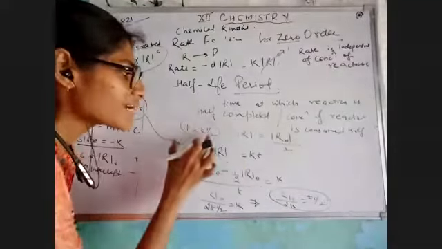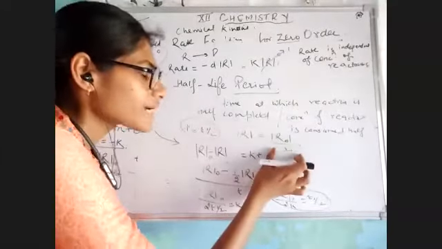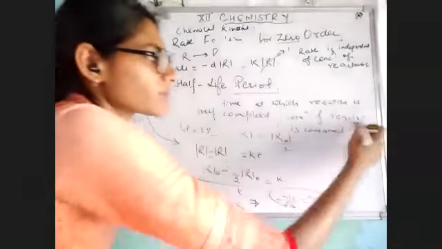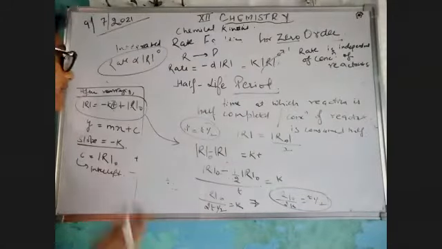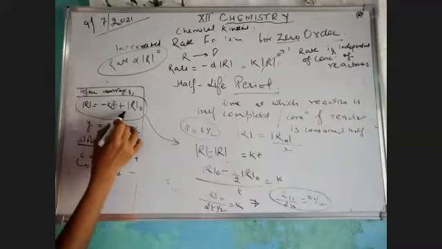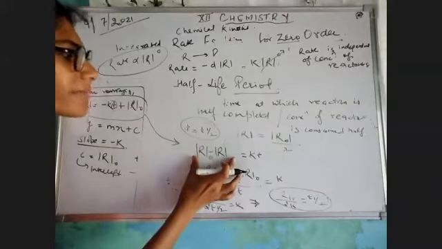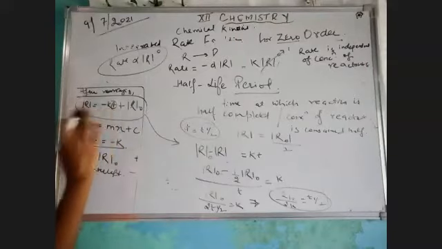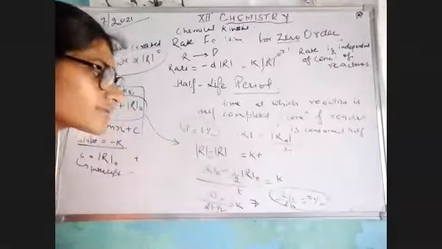T I have taken as T half, and my R is taken as R naught by 2. That means this is half of the initial concentration of the reactant, which I have already written here. Now, for solving this equation, from R equals to minus Kt plus R naught, I have rearranged it in the form of R naught minus R equals to Kt. I have taken Kt over here and multiplied the whole equation with a negative sign, so that we get R naught minus R equals to Kt.